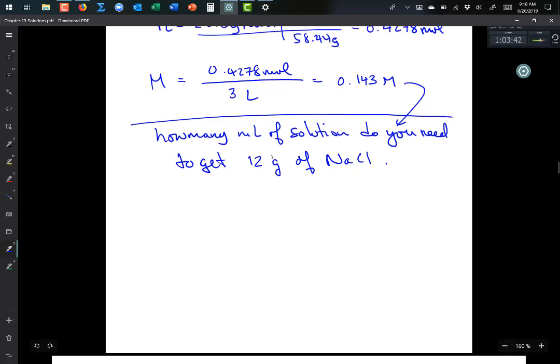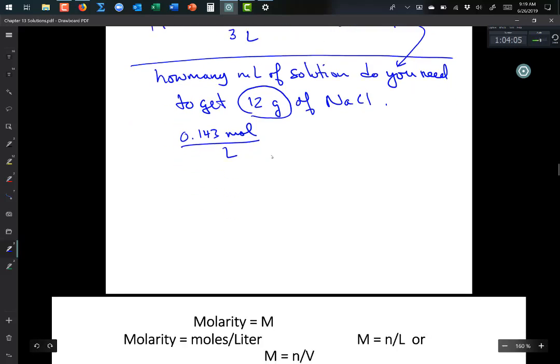So what am I given? I'm given molarity, which is 0.143. And this is what I always tell my students to do: rewrite the units as moles divided by liters, and think of that as your conversion factor. And then I'm given grams. So to get to the milliliters of solution, I'm going to start with my 12 grams.